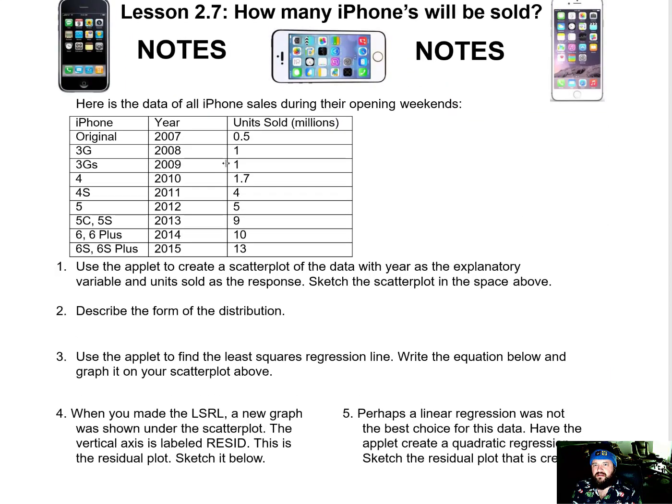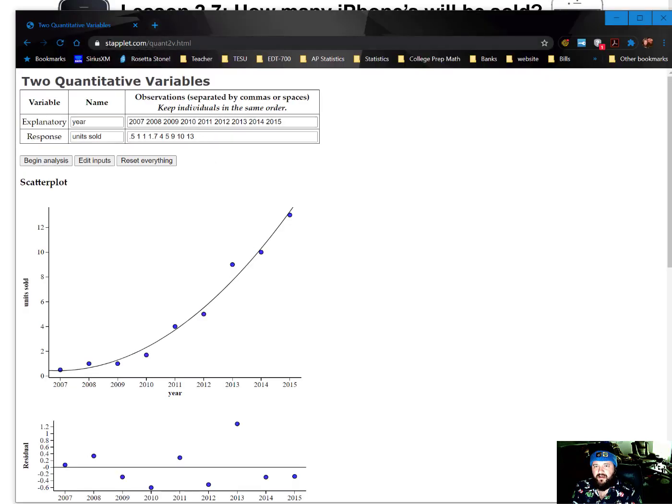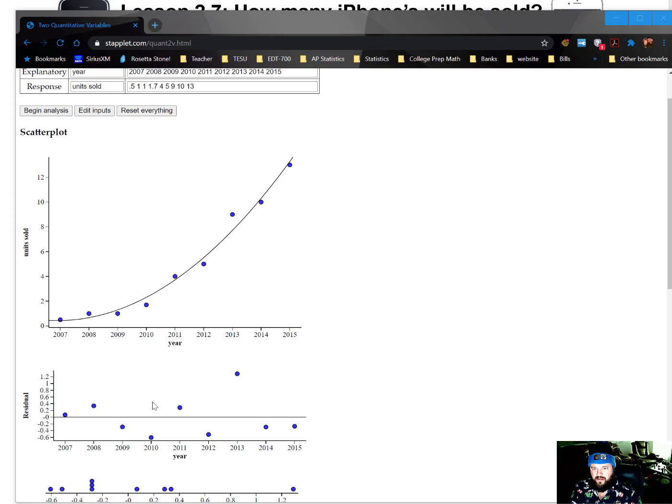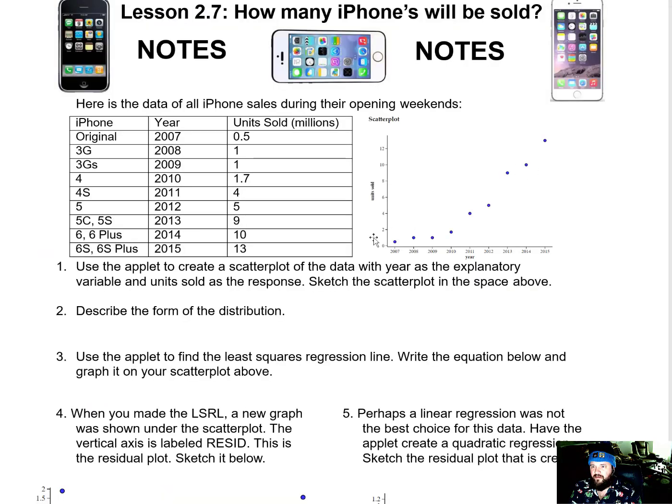So we're going to look at this and ask how many iPhones will be sold. There's some data here on the years in which iPhones came out and the units sold in millions. First, I want us to make a scatter plot using this data. I went to the applet and put all these data points in for the explanatory and response variables, which gave us this scatter plot right here. It also gave us this residual plot down underneath. So there is our scatter plot.